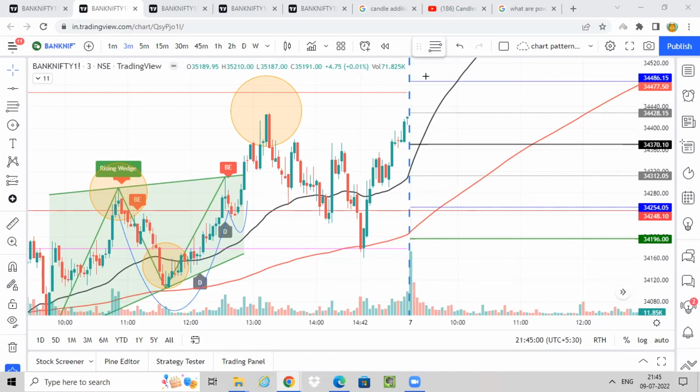Prashant, you're right. Breakout can be on either side. It doesn't have to be on one side. This happens with wedges, with flags, and also with pennants. There could be a breakout on either side.